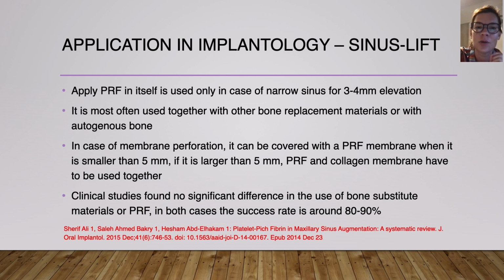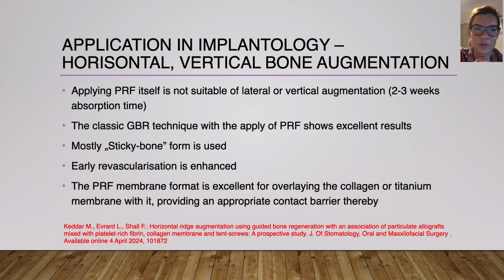But the PRF membrane could be used for one complication in case of sinus lifting, and it is the rupture or the perforation of the Schneiderian membrane. When the perforation is less than 5 millimeters, the PRF membrane could be used only in itself for the coverage. But when the perforation is more than 5 millimeters, we have to use the PRF membrane as the first layer, and on top of it we have to place a collagen membrane, and after we could continue our surgery. The clinical studies found a very good success rate when the bone substitution material is mixed with some type of PRF during sinus lifting.